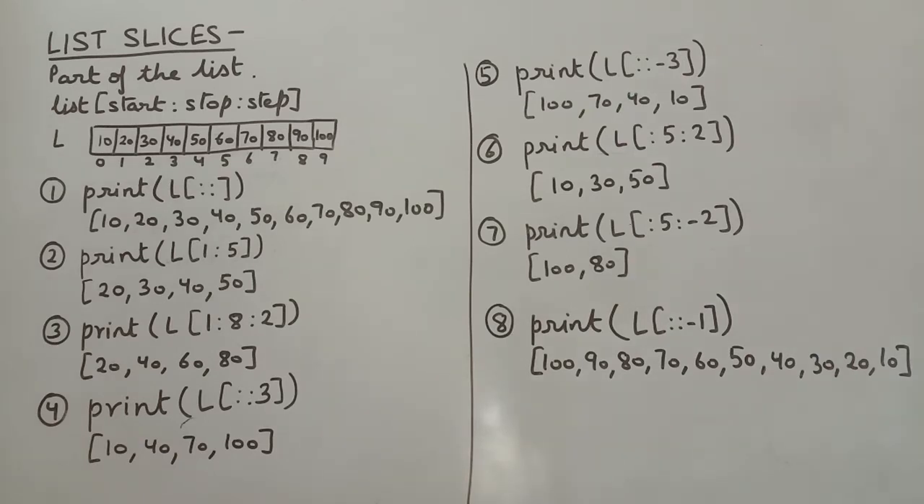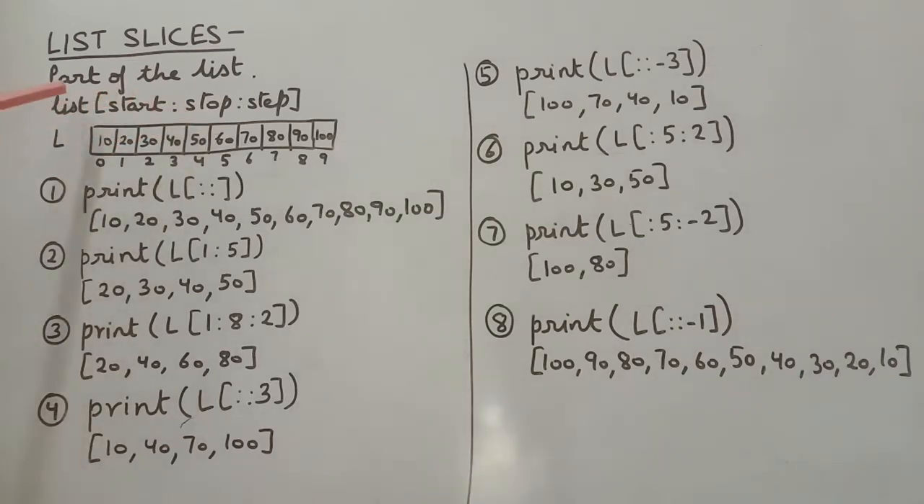Now let us talk about what list slices are. List slices simply means a part of the list. Extracting a part of the list is exactly similar to extracting a part of the string. We provide the list name, and within square brackets we specify three things: start index, stop index and the step value. The stop index is not included in the result.